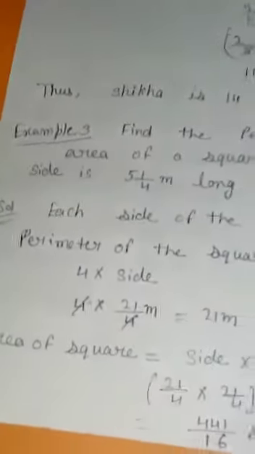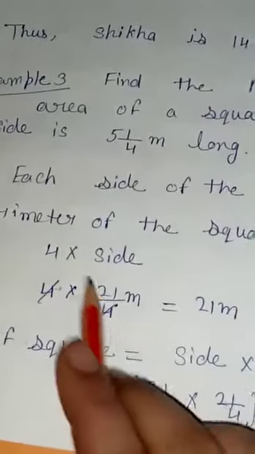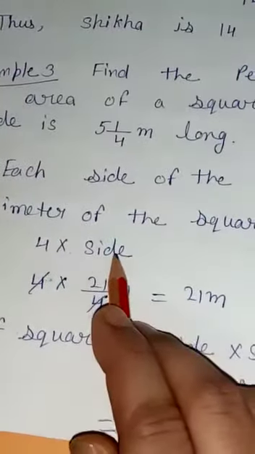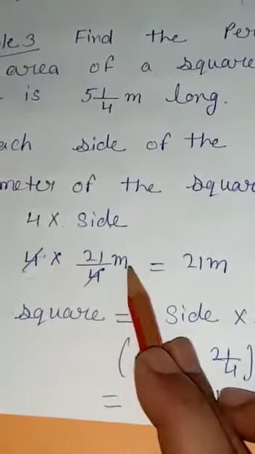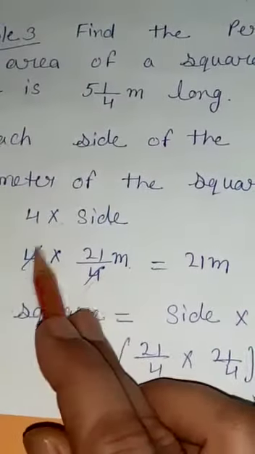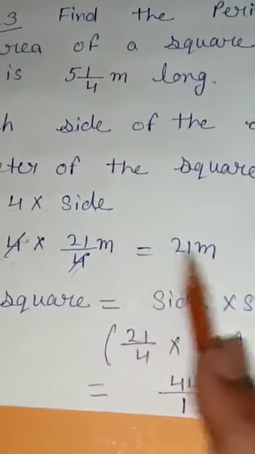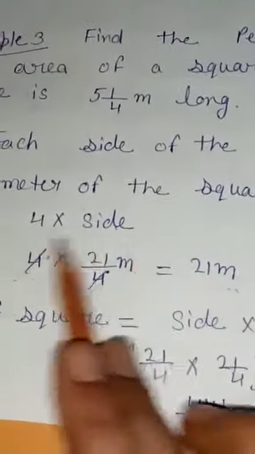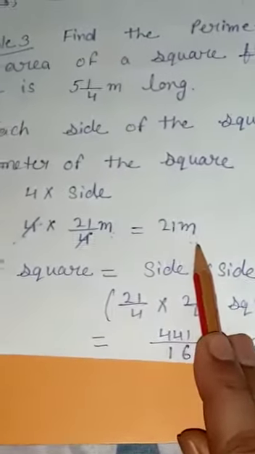And now we will find the perimeter of the square. We know that the perimeter of the square is equal to 4 multiply side. 4 multiply side, the side is given 21 by 4 meter. 4 ones are 4, and 21 meter. This is the answer. The perimeter of the square is 21 meter.